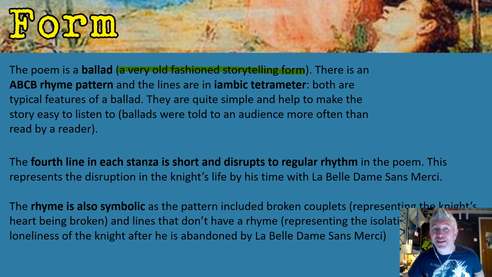There is an ABCB rhyme pattern, and if you're not sure what that means, the first line doesn't rhyme with the second line, but the second line does rhyme with the fourth line. So the A and the C are the ones that don't rhyme, and the B's are the lines that rhyme. So that's how that works. We'll go through that again in more detail in a future lesson.